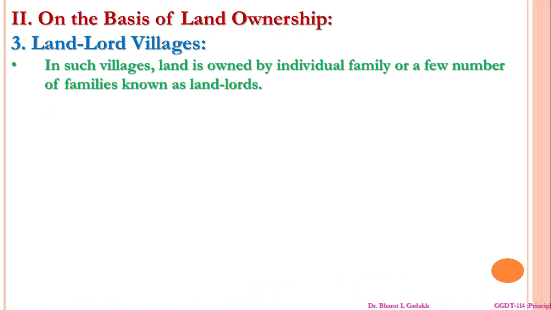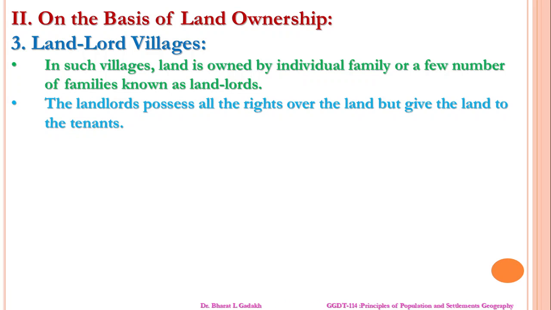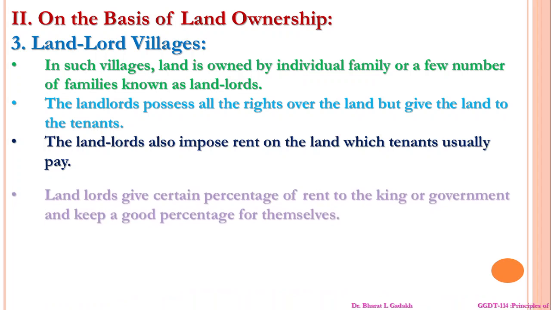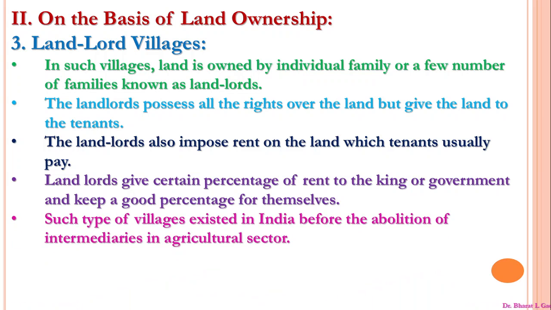Now, on the basis of land ownership, landlord villages. In such villages, land is owned by an individual family or a few members of a family, who are the landlords. The landlord possesses all the rights over the land but gives this land to tenants. The landlord imposes rent on the land, which the tenant usually pays. The landlord gives a certain percentage of rent to the king or government and keeps a good percentage for themselves. Such types of villages existed in India before the abolition of intermediaries in the agriculture sector.